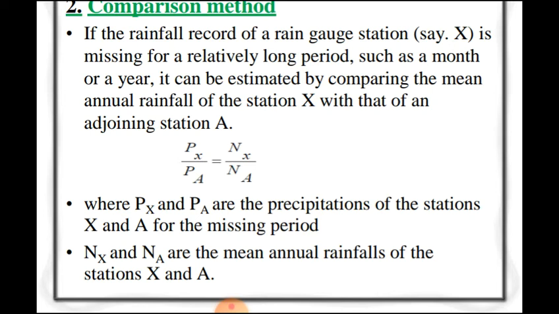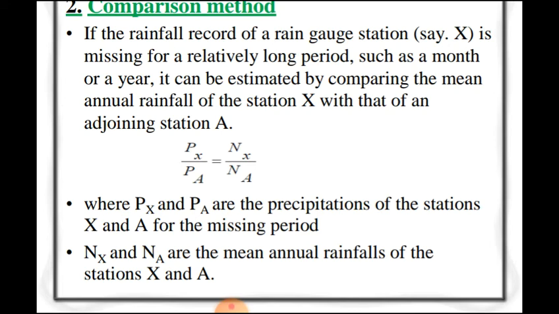Here we compute the average precipitation. We give weight to the individual rain gauges. So we can consider Px by Pa is equal to Nx by Na. That is also one of the methods to find the missing rainfall data. Where Px and Pa are the precipitation of the stations, Px by Pa and Nx by Na, and Nx and Na are the mean annual rainfall of stations X and A.